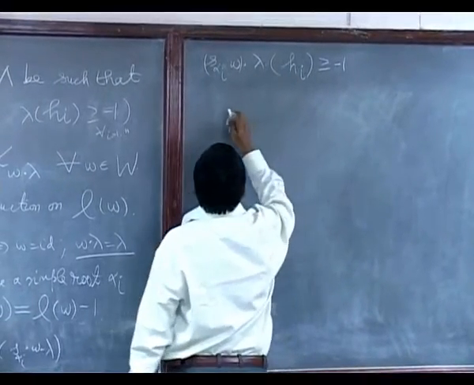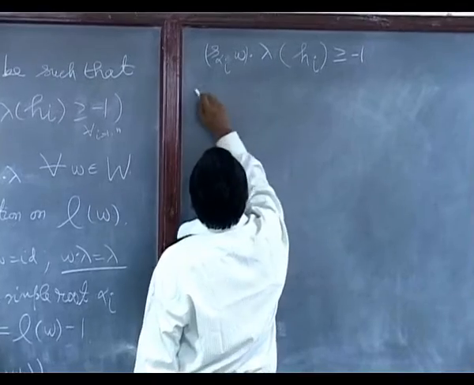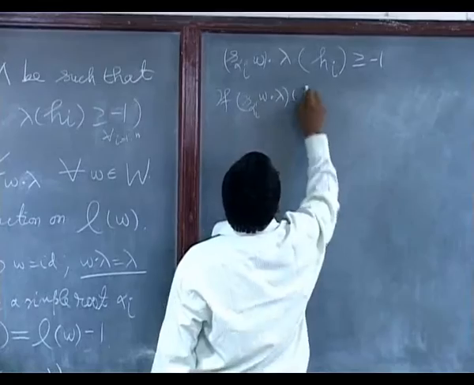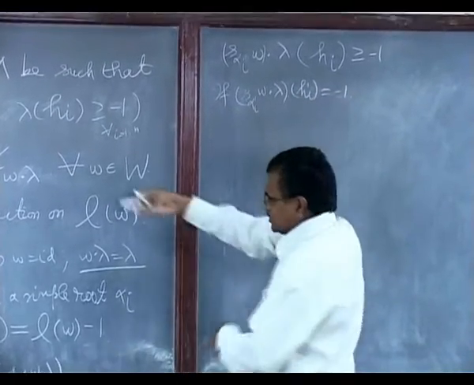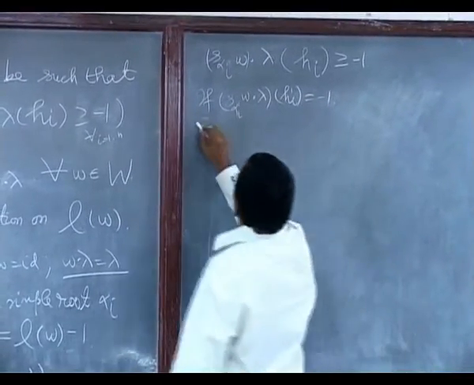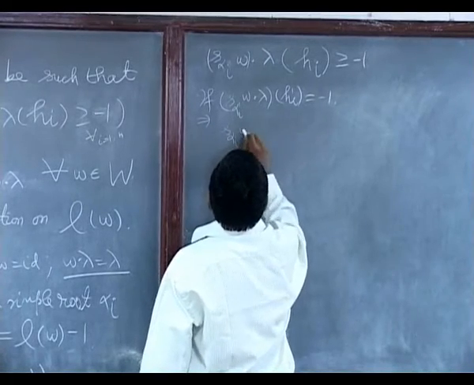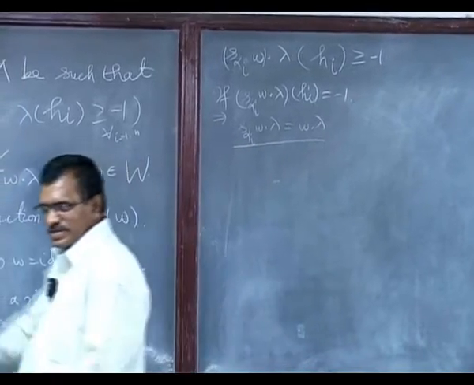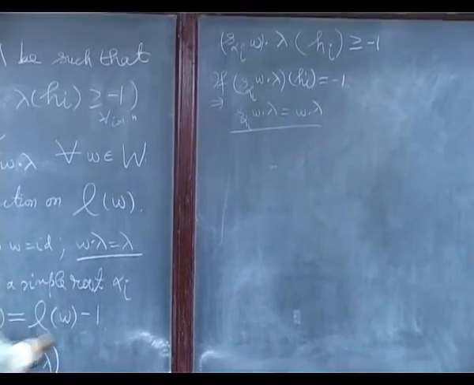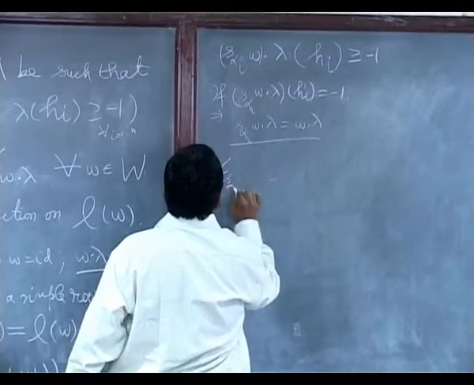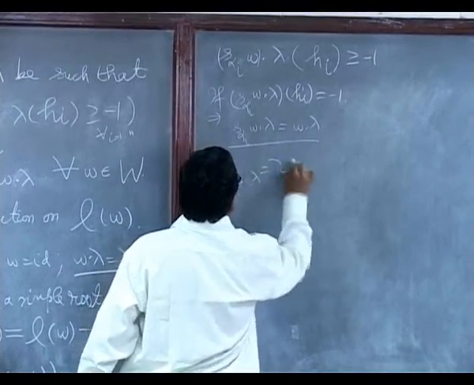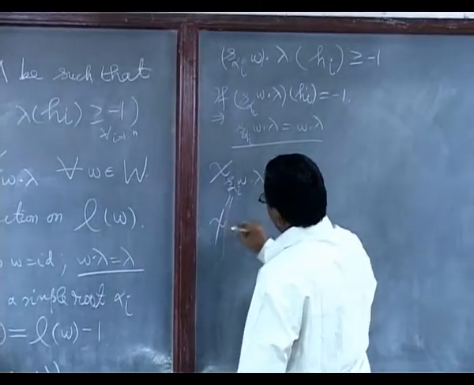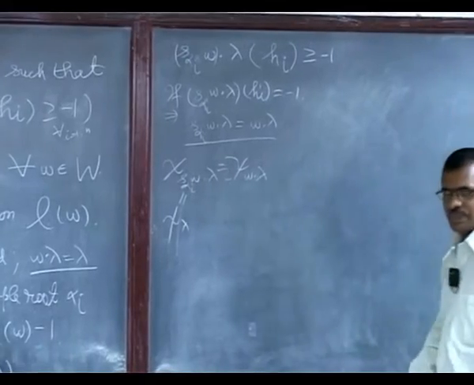Now if s_alpha_i w dot lambda of h_i is exactly minus 1, this is almost the same case, which implies s_alpha_i w dot lambda is the same as w dot lambda. Therefore chi of s_alpha_i w dot lambda is the same as chi of w dot lambda, but by induction this is a smaller one, which is the same as chi of lambda. So we are done by induction.